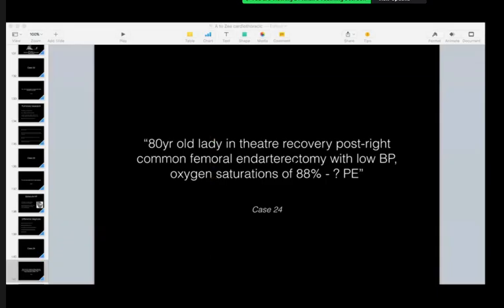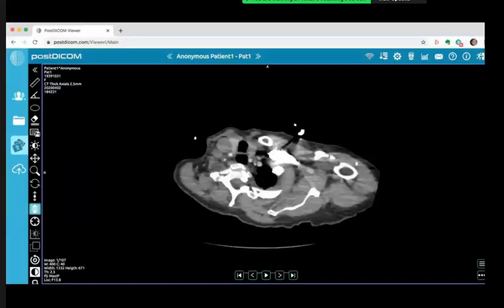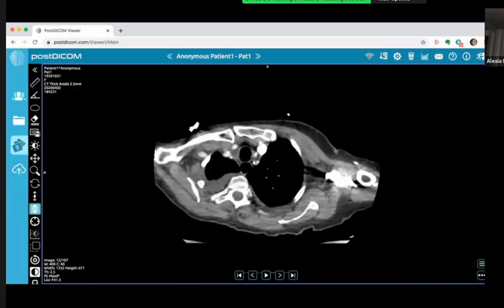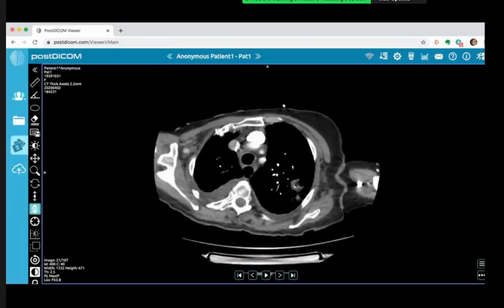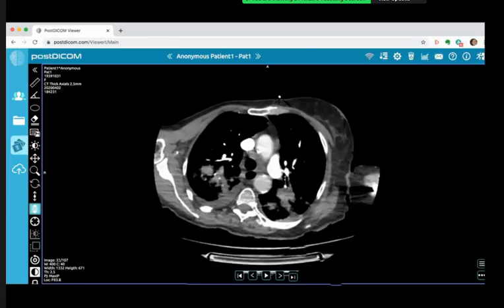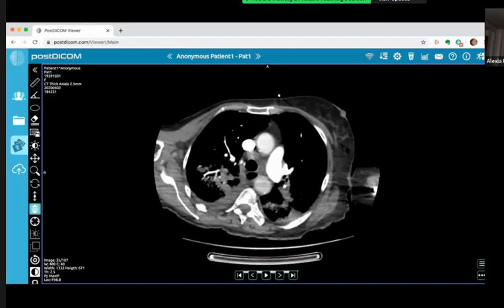Okay, so I'm just preparing the images for you. Okay, can you see the CT now? Yes, I can. Great, okay. So I'm just going to scroll through. It's on soft tissue window, and then I will scroll again on lung window.